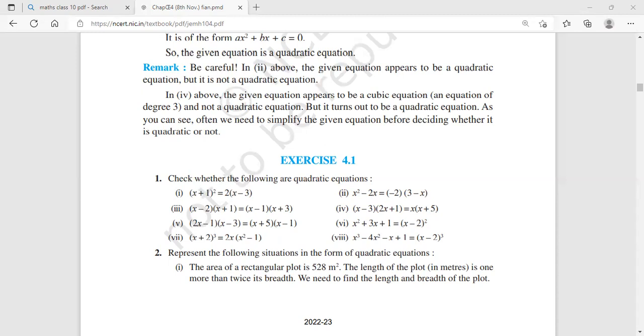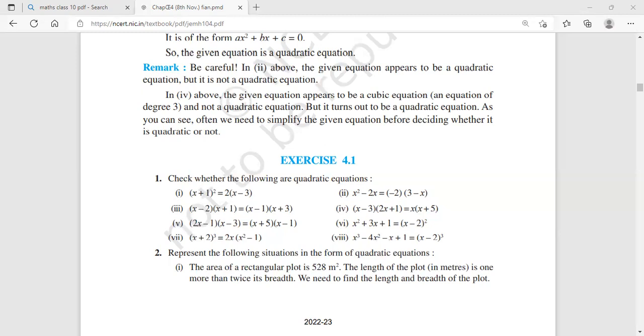Now, if you observe both the sides, LHS and RHS, you got positive x square, therefore you can cancel it. Therefore, you are left with minus 1x minus 2 equals 2x minus 3. Get everything to the LHS, minus 1x minus 2 minus 2x plus 3 equal to 0. Therefore, you get minus 1x minus 2x is minus 3x, minus 2 plus 3 is plus 1 equal to 0.